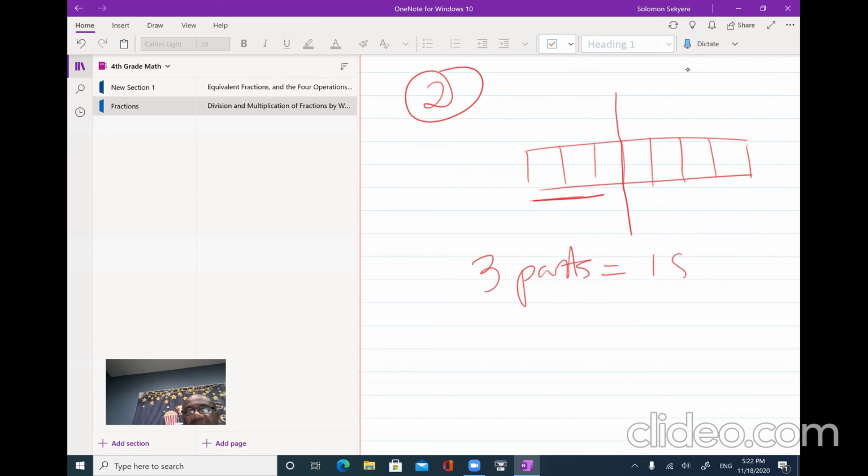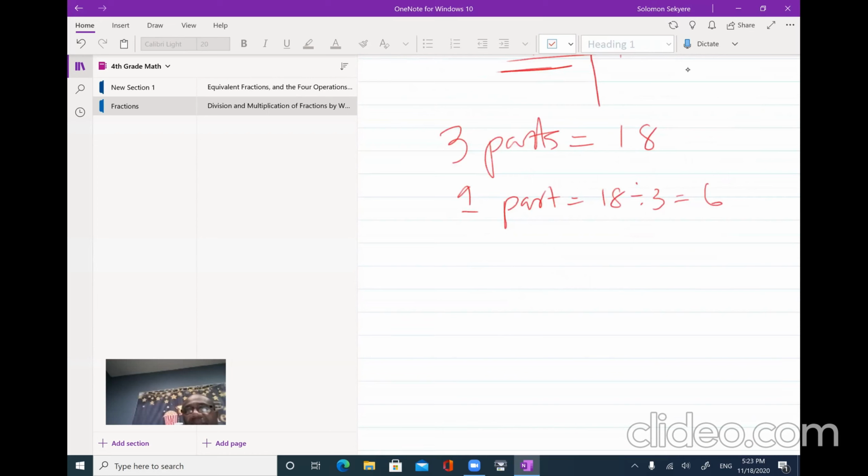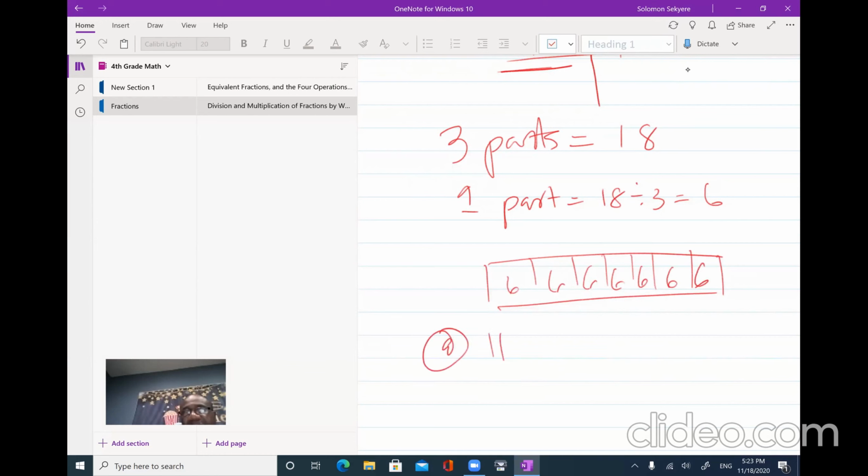and there were 18 of them, right? So 1 part equals 18 divided by 3, right? Equals 6. Right. And then you come over here and you fill in that each box is 6. How many children were there? Part A. How many children were there? 42. Because 6 times 7, the whole bar, is 42 children.